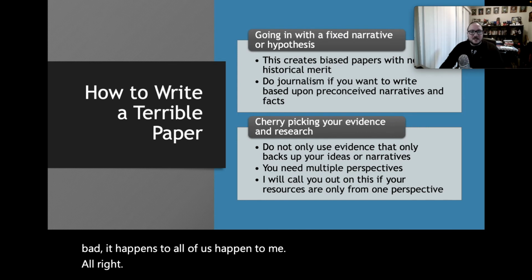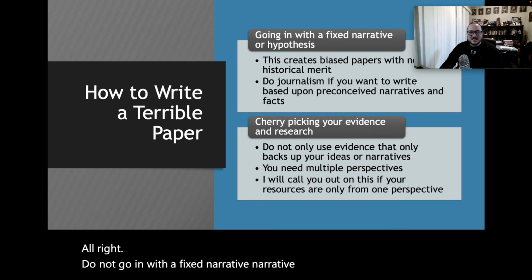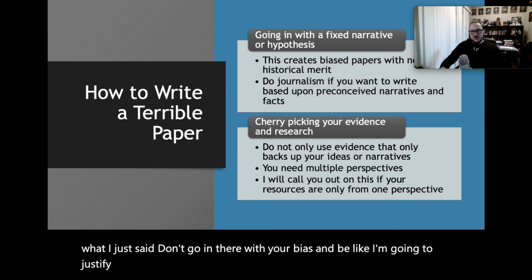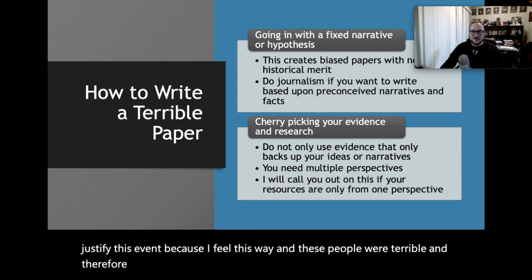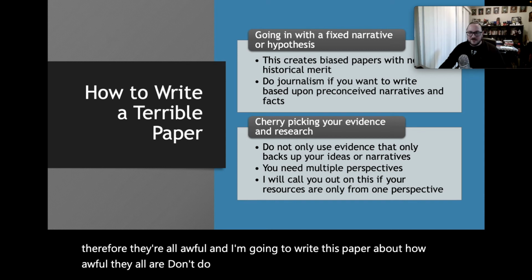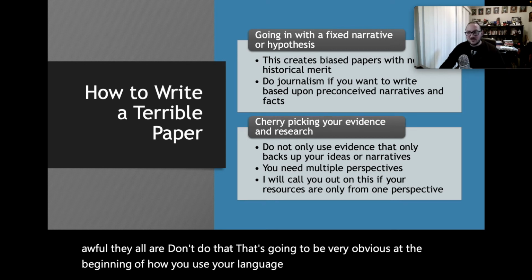Okay. Do not go in with a fixed narrative or hypothesis. Again, that's what I just said. Don't go in there with your bias and be like, I'm going to justify this event because I feel this way and these people were terrible and therefore they're all awful and I'm going to write this paper about how awful they all are. Don't do that. That's going to be very obvious at the beginning of how you use your language and everything else throughout the rest of the paper, okay?